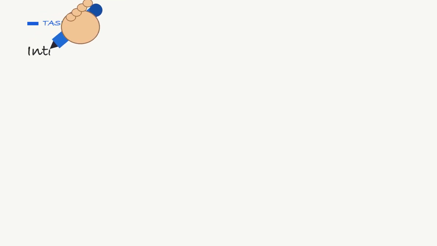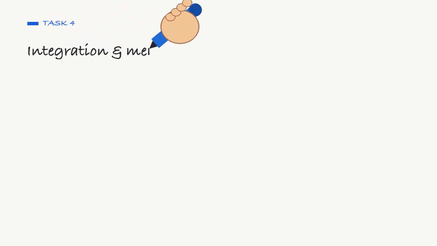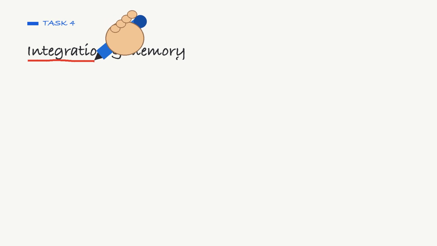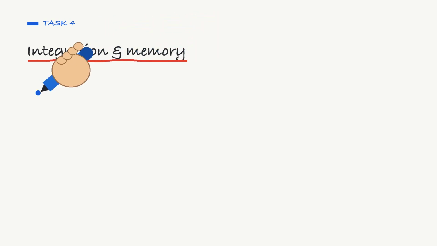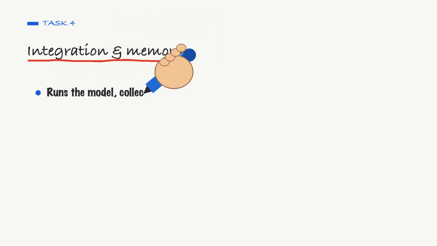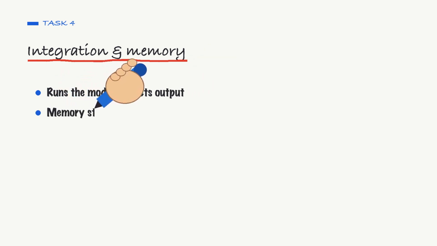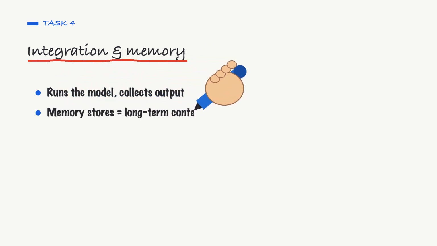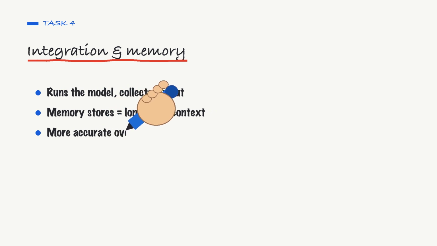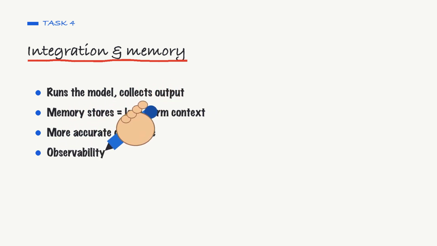Fourth, integration and interaction. The orchestrator starts the model, collects its output, and checks the quality before delivering it. Crucially, it keeps memory stores, a knowledge base of past messages, so the app builds long-term context and gets more accurate over time. It also runs observability and guardrails to keep things safe.